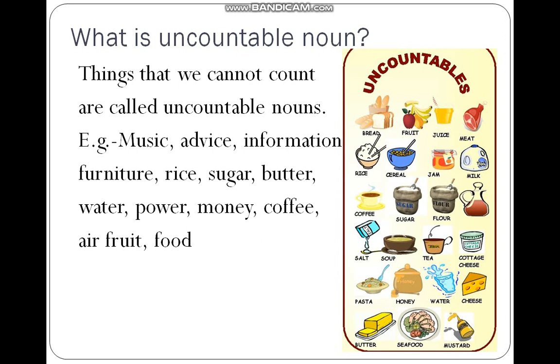Now we will go to uncountable nouns. So what is an uncountable noun? Things that we cannot count are known as uncountable nouns. Here are a few examples of uncountable nouns: music, advice, information, furniture, rice, sugar, butter, water, power, money, coffee, air, fruit, food. These are all uncountable nouns.